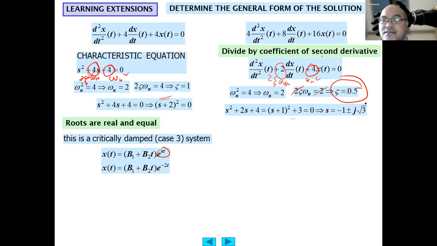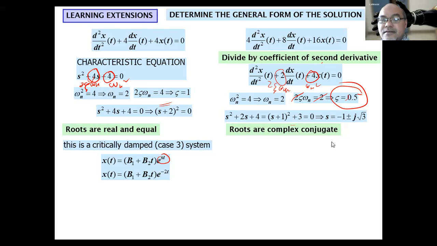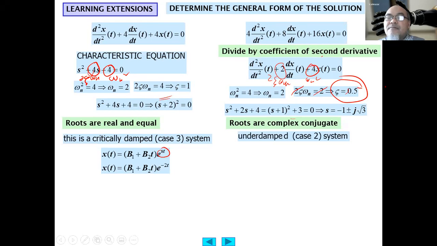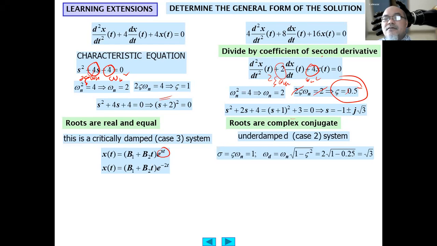So here zeta is half, zeta is less than 1, so this is an underdamped case. The roots are complex conjugates. We have two roots, minus 1 plus or minus j square root of 3. It's an underdamped case, so the solution will be cosine and sine. Sigma is zeta omega n, which is 1 here.